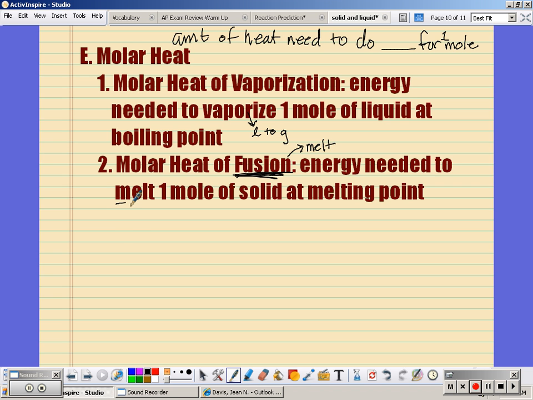So what does melt mean? Melt means to go from a solid to a liquid. So molar heat of fusion is the amount of heat or the amount of energy needed to melt 1 mole. Needed to go from a solid to a liquid of 1 mole.